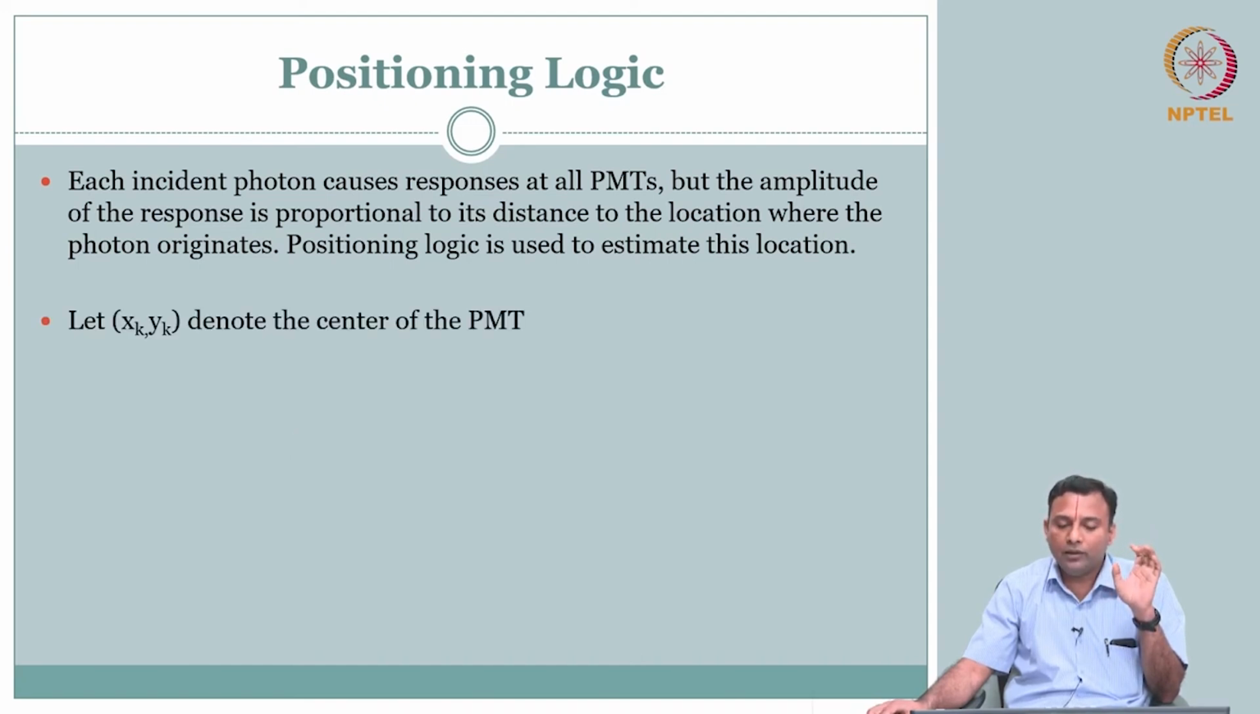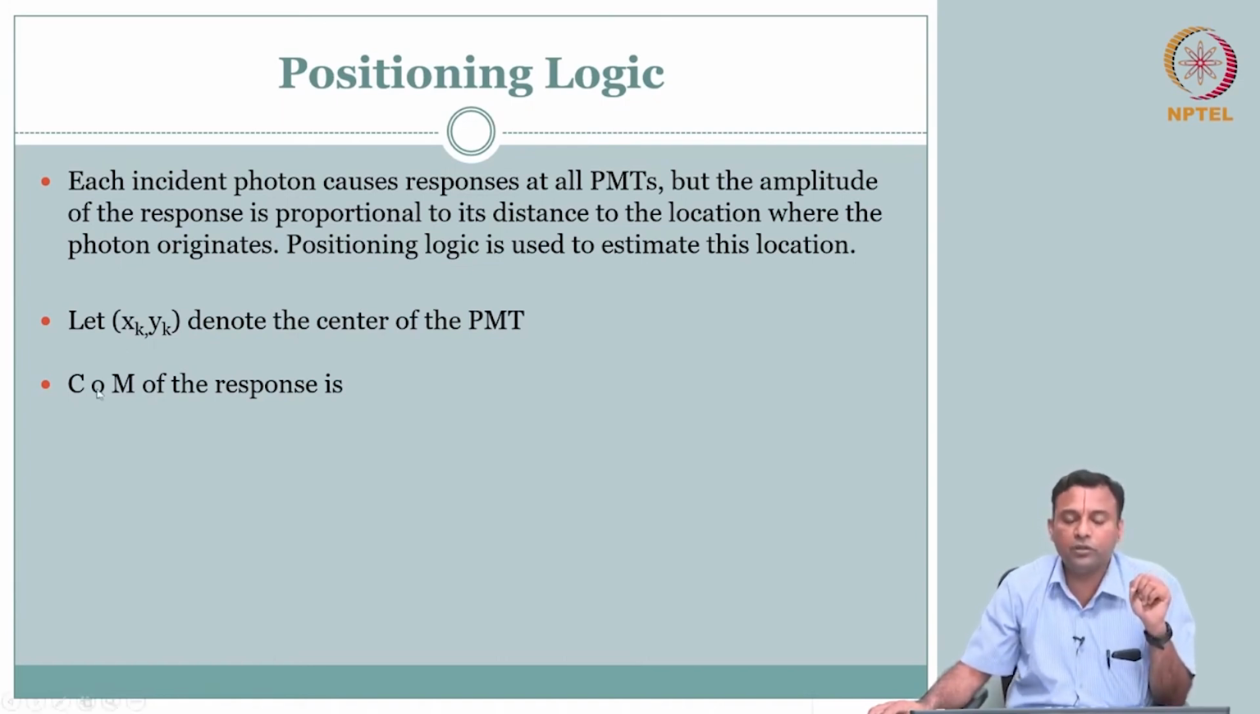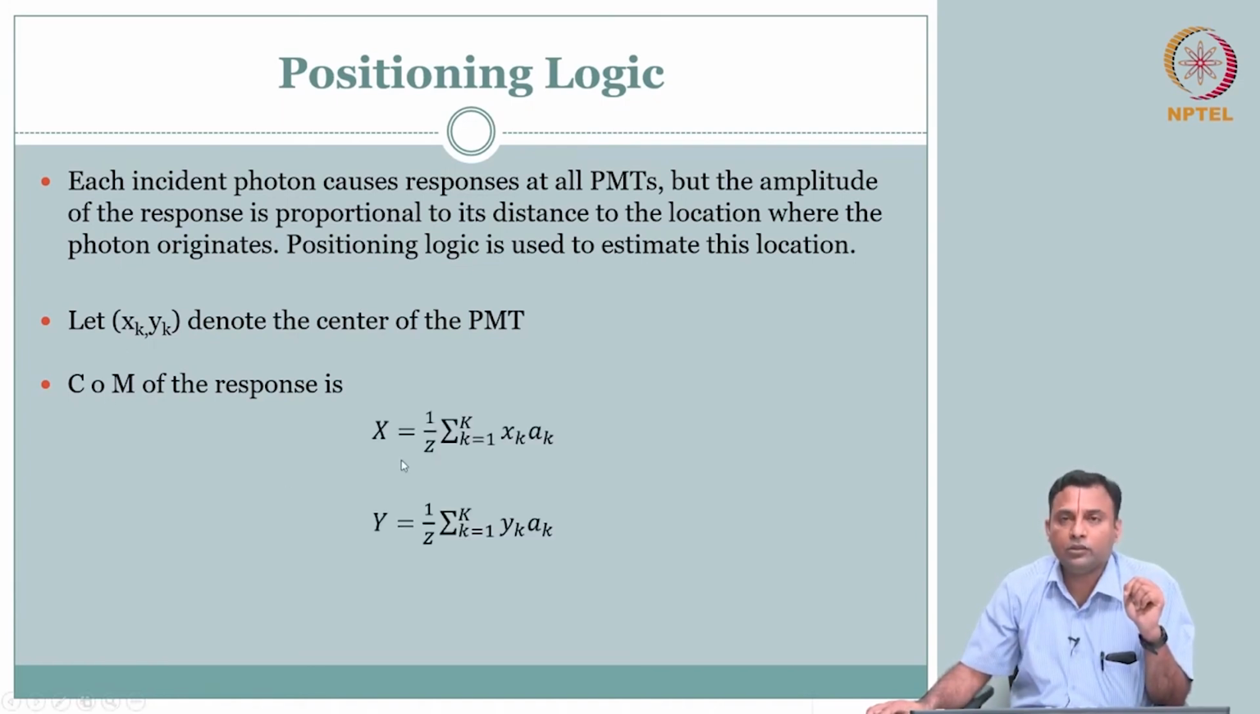Rather, we could go for the center of mass, right? If you denote xk, yk as the location of the center of your photomultiplier tube, we can use a center of mass instead of just using the photomultiplier tube with the maximum response as the location. How do we do that? So you have your x location to be the sum of xk ak, times 1 over Z, which is what we calculated, right?